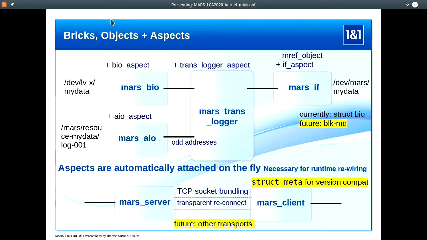This is an example. We start at the top here, with the device, my data, this virtual block device. And of course, it's struct bio, as always in the kernel. Now this mars_if interface brick is translating between the external struct bio, which is arriving here, and makes an mref object out of it, or several ones, depending on the biovec substructure. But it's not a one-to-one relationship between bio and the mref object. And then automatically, an if aspect is attached to it, which carries some data which is specific to this brick instance, the interface brick.